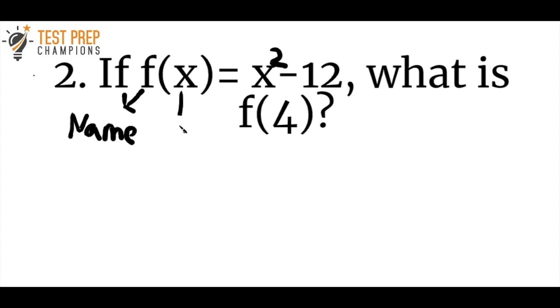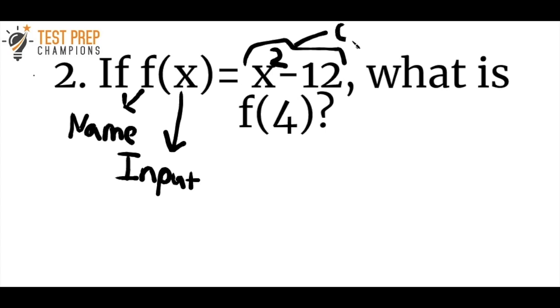Okay, and so this x in here, this is what we call the input. So remember, I said that a function relates an input to an output. All right, so function of x means that here your x is your input. And so this whole part of the question here, this x squared minus 12, this tells us what the output is going to be.